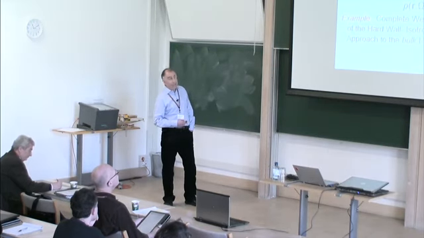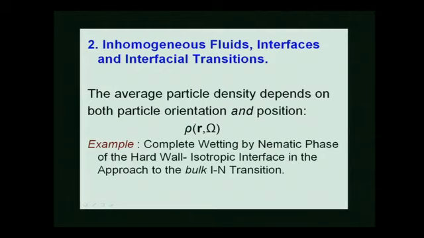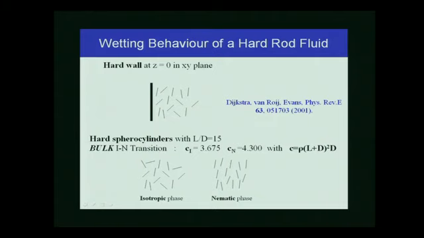So the two examples will involve wetting, complete wetting by a nematic phase of a hard wall isotropic interface as you approach the bulk isotropic nematic transition. So we're in the isotropic phase, but we're changing the bulk concentration towards where the bulk phase transition occurs. So you've got a hard wall, purely hard wall. These rods interact in a hard fashion with the wall.